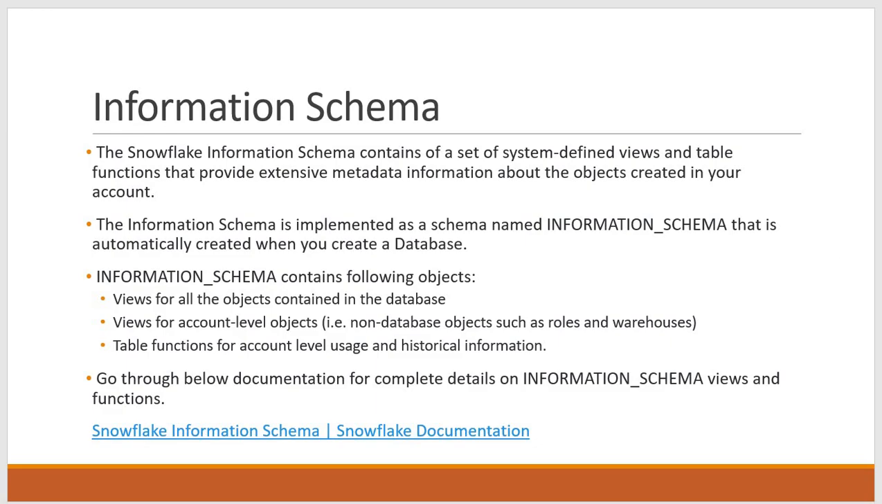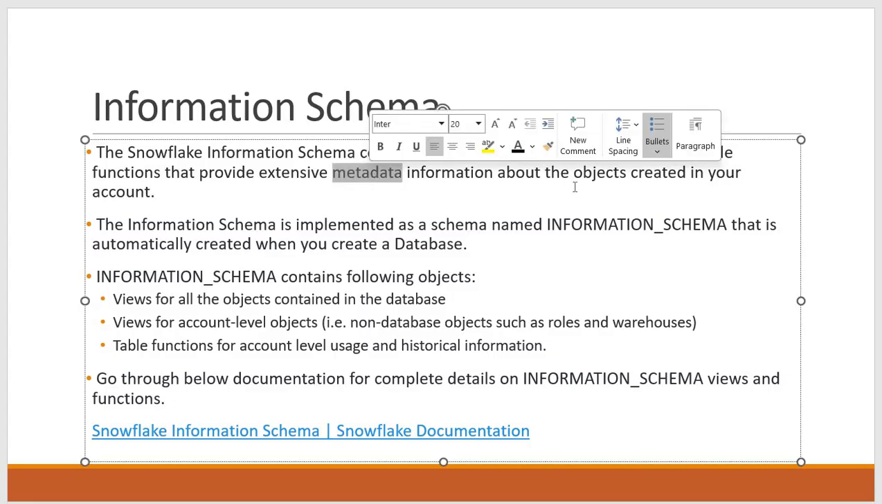So what is the information schema? The Snowflake information schema contains a set of system-defined views and table functions that provide extensive metadata information about the objects created in your account. So what are the objects created in our Snowflake account? It is databases, schemas, tables, external tables, snow pipes, streams, file formats, stages, everything. So all these are called the objects. So this information schema gives detailed information about all these objects, the metadata information about these objects.